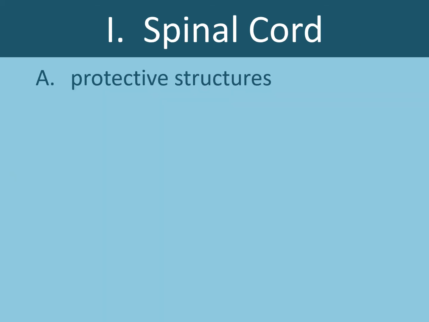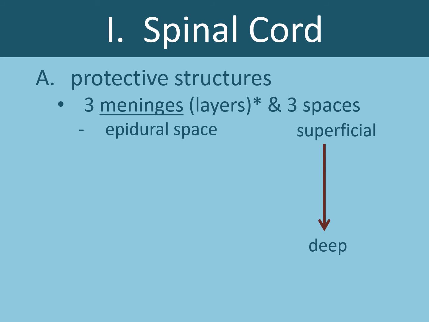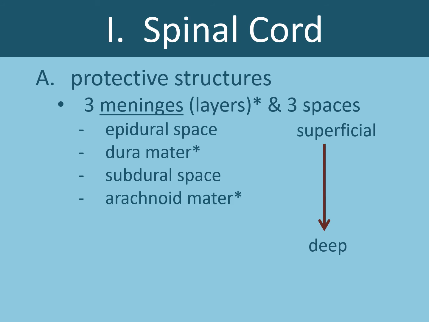In addition to the vertebral column, the spinal cord is also protected by 3 layers of tissue called the meninges. Between these layers are several spaces that also serve the spinal cord. We'll discuss each layer and space in order from the most superficial to the most deep. That is, the layer that's furthest to the outside of the body towards the layer that's the closest to the spinal cord. We'll start with the epidural space, then go to the Dura Mater, subdural space, Arachnoid Mater, Subarachnoid Space, and finally the Pia Mater.